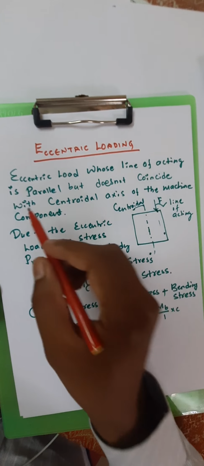Due to eccentric load, the stresses produced in a body are of two types: one is direct stress and the other is bending stress. If we talk about combined stresses with respect to eccentric load, it is the combination of direct as well as bending stresses. If the machine component is subjected to combined loading, there is an axial stress plus bending stress.